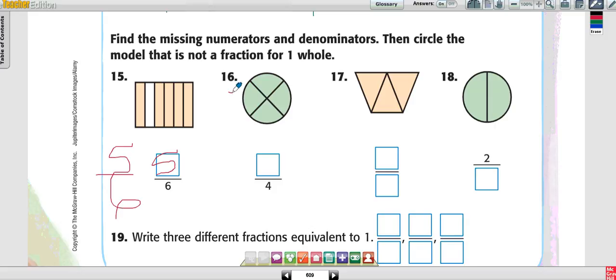Okay. Number 16, I have four total, and how many are shaded in? 4. Number 17, I have 3 sections, and how many are shaded in? 3. It says then circle the model that is not a fraction for a whole. Number 18, we got 2 sections with 2 shaded in. So 15, 16, 17, and 18. Which one does not represent one whole? 15 doesn't.